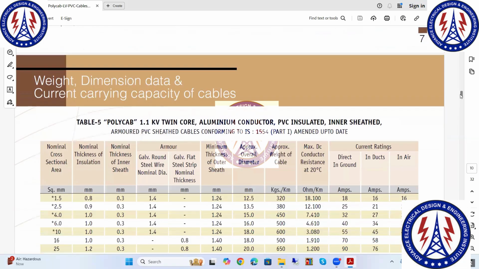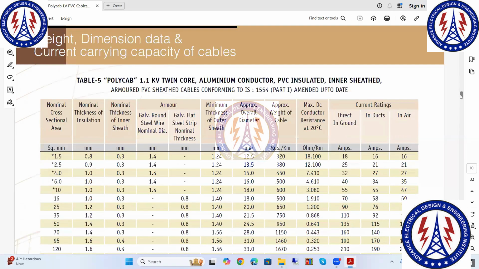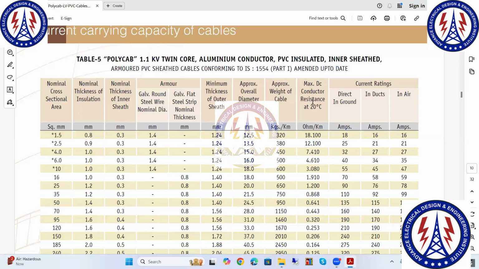This is for the twin core, means 2 core. Here the resistance: whenever I am passing AC current through the cable, I will use the AC resistance. Whenever I am passing DC current, I will use the DC resistance. So this will be used in the sizing calculation. AC resistance is always higher because of the skin and proximity effect.